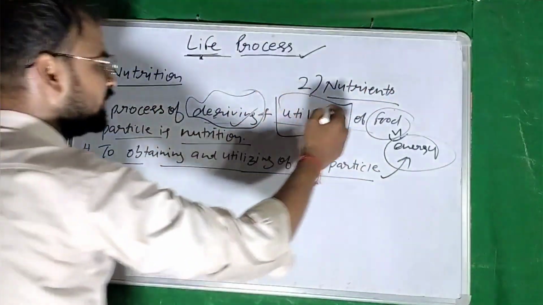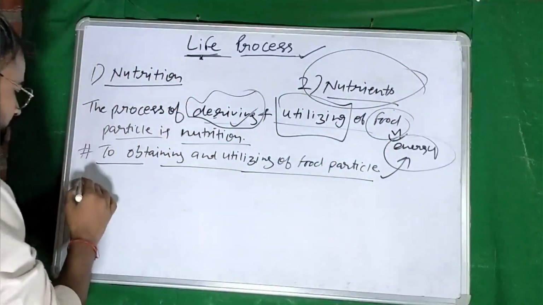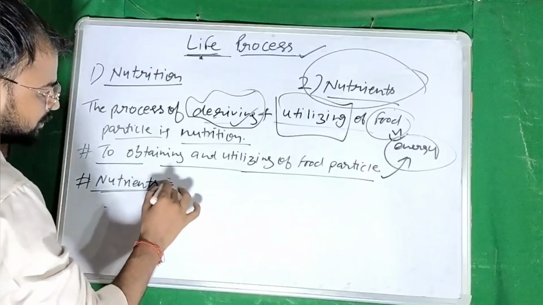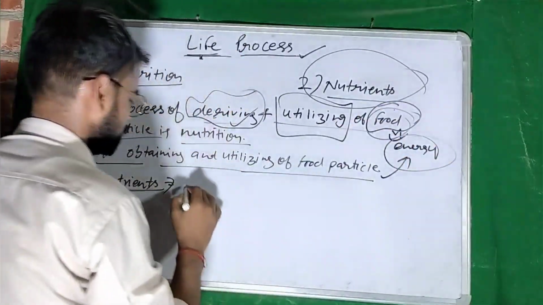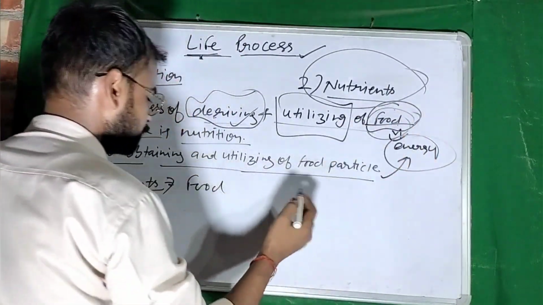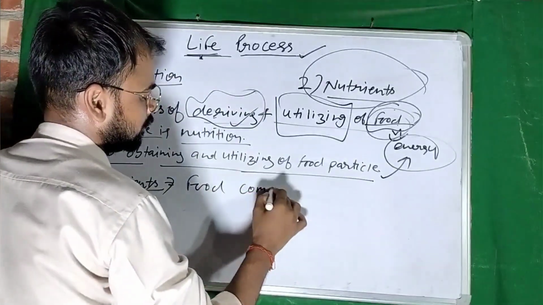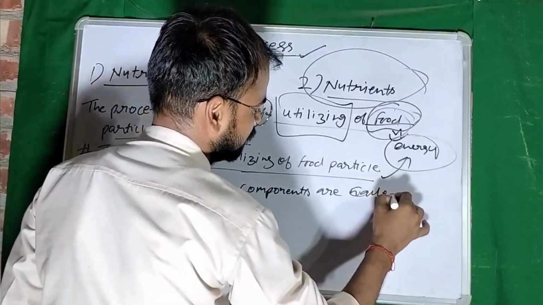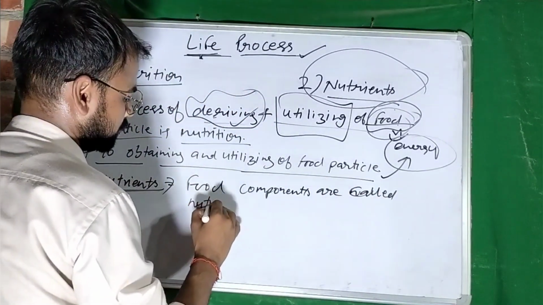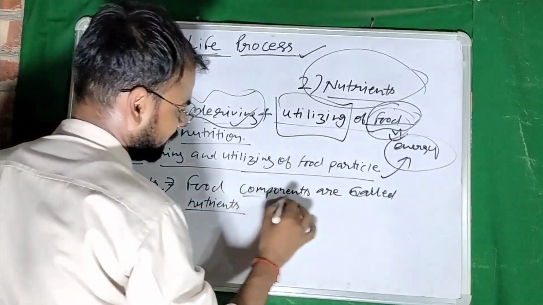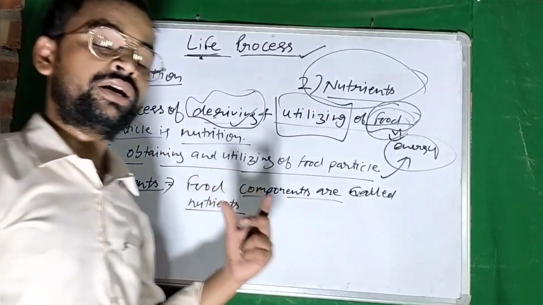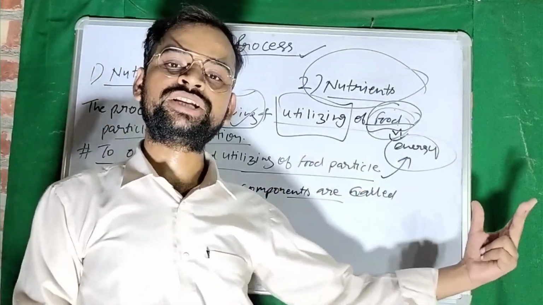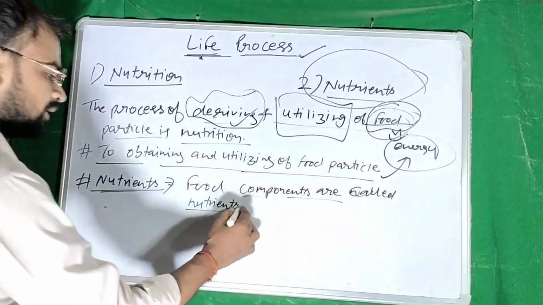The second point is nutrients. Now here I will write nutrient. What are nutrients? When you eat food particles, the food components are called nutrients. Otherwise, you can say that the substances which occur in the food particles are known as nutrients.